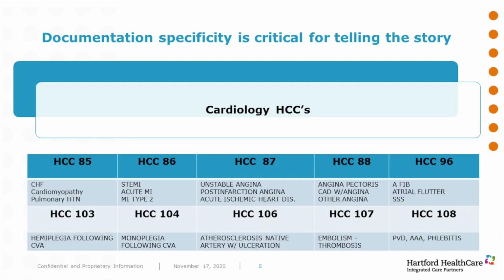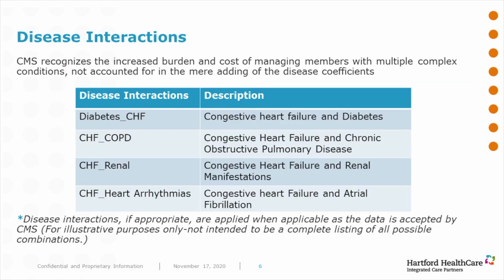There are over 17 HCC categories for cardiology with over 1,000 diagnosis codes. This does not include chronic conditions with cardiology manifestations, such as diabetes with PVD or diabetes with circulatory complications.